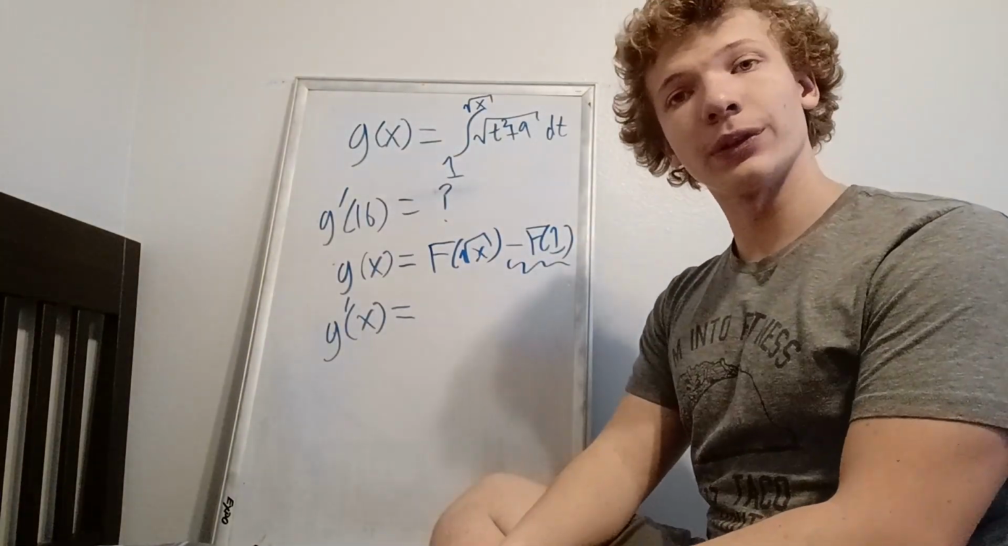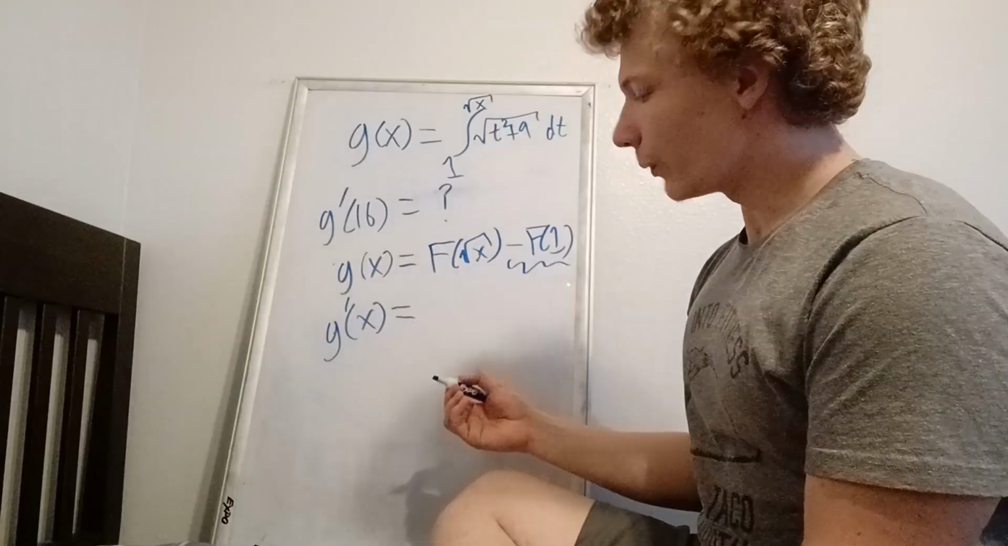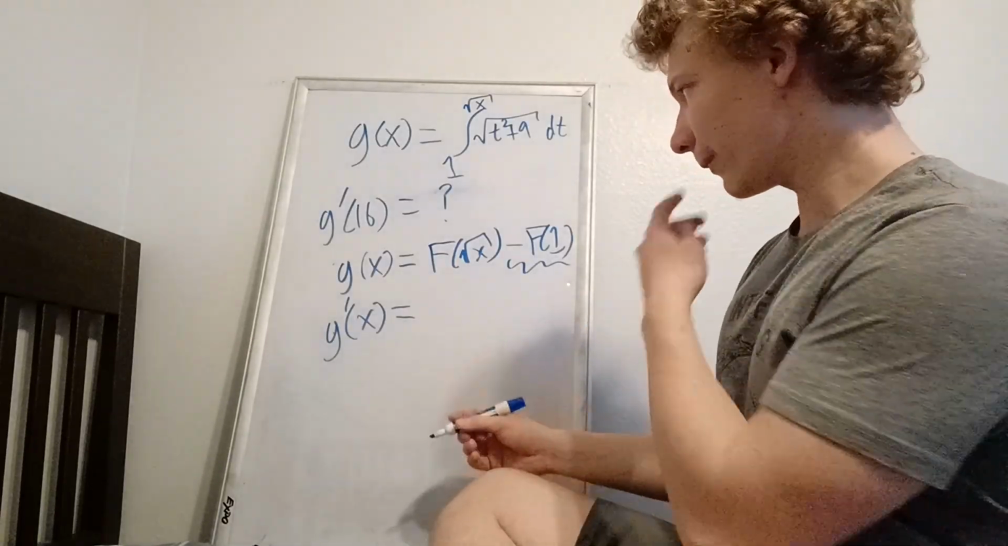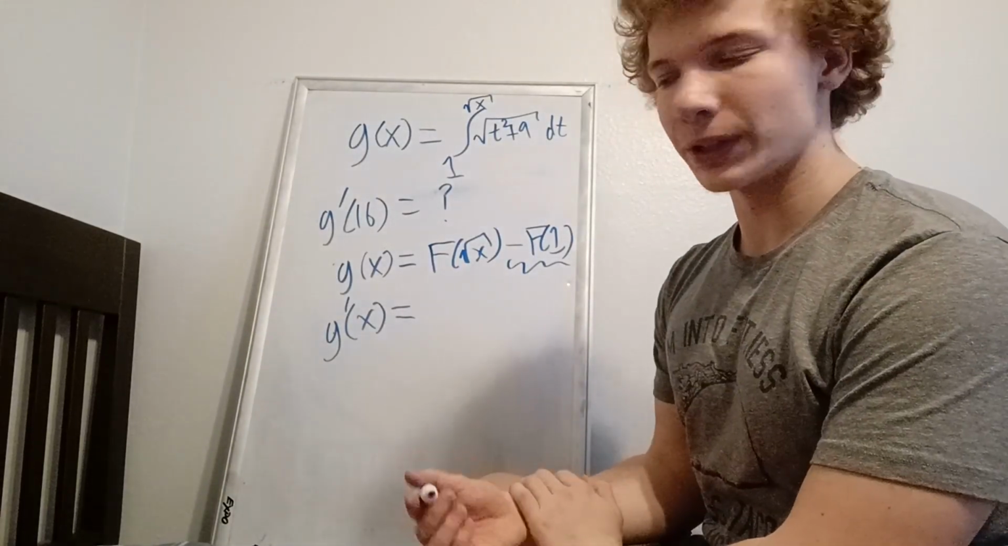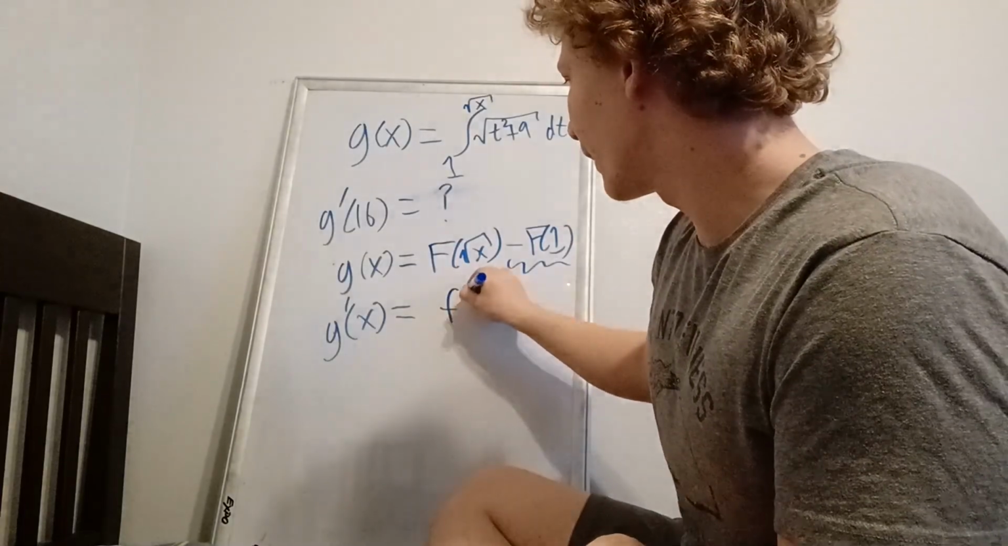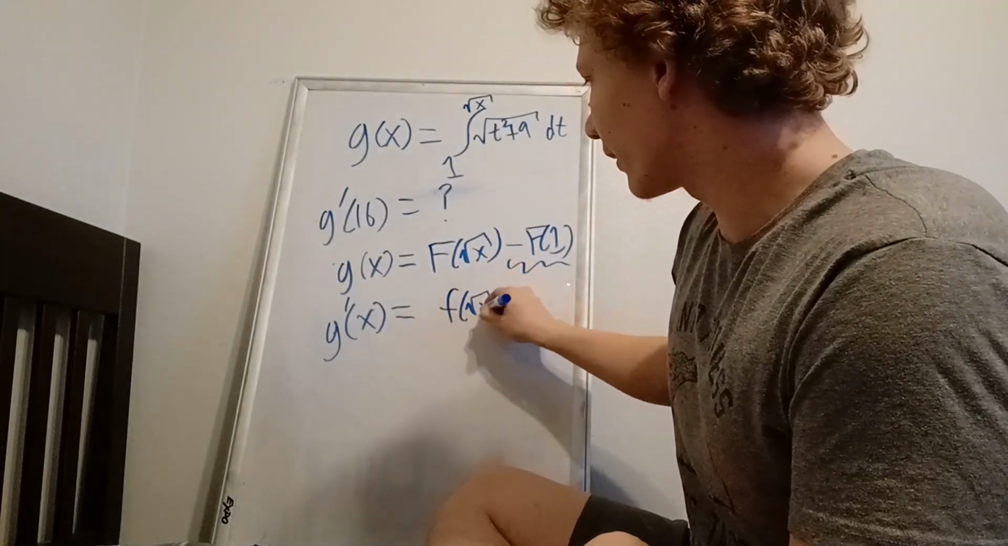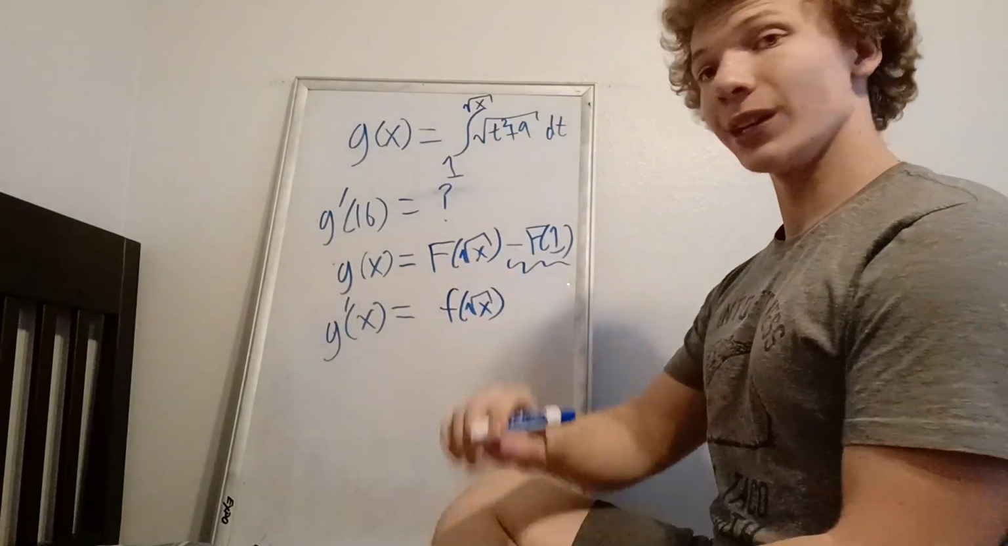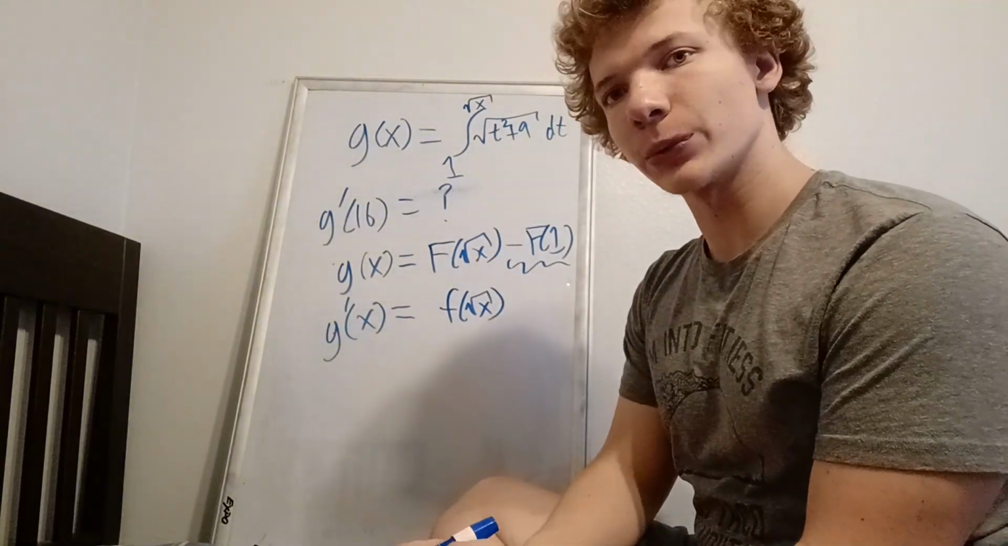Capital F of square root of x. We know the capital F will become lowercase f. It's the antiderivative, and we're differentiating. So it's going to go back to normal f, evaluated still at square root of x. Chain rule. What's the derivative of the square root of x?